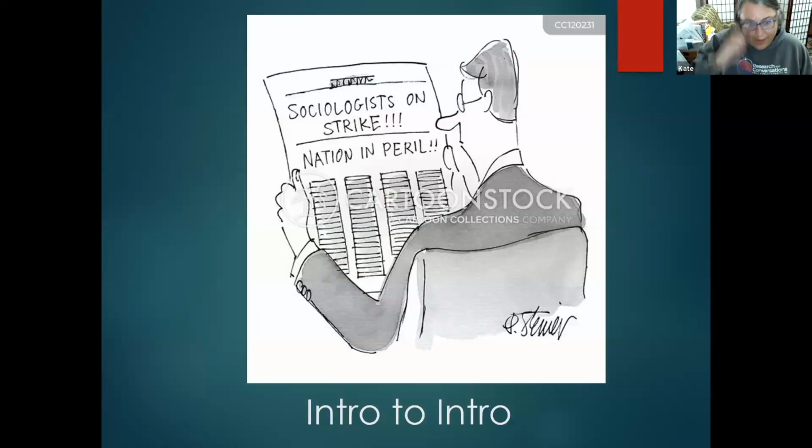So this is one of my favorite cartoons, The Sociologists on Strike, Nation in Peril. Sociologists are actually very important to society. And speaking as a sociologist, I can say that, but I hope by the end of this course, you're able to see what value sociologists provide.